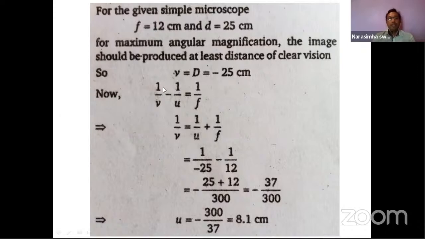That V, yeah, from the lens it is measuring, left side. Okay. So least distance means at what distance you are keeping the image. The image should be produced at the least distance.